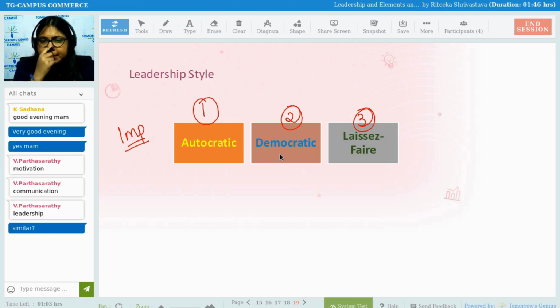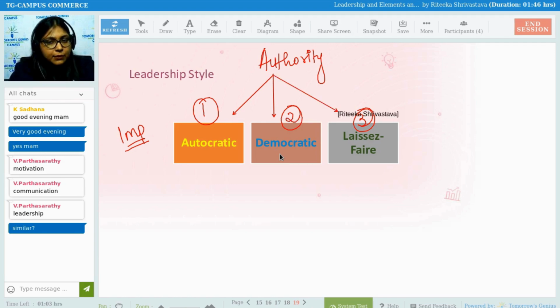Fine. Basically, research studies have found that leadership style can be of multiple types, or we can study leadership style on multiple bases, but one of the major bases which they have considered is authority. And according to authority there are three styles: autocratic, democratic and laissez-faire. So we are going to see all three of them one by one.